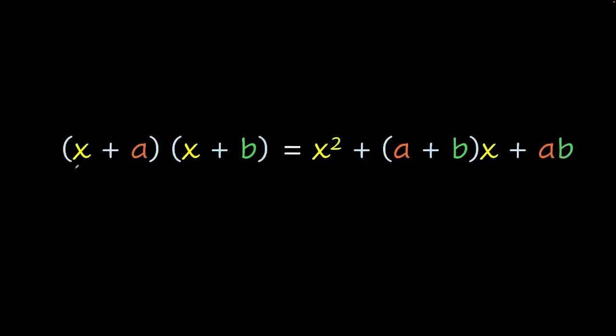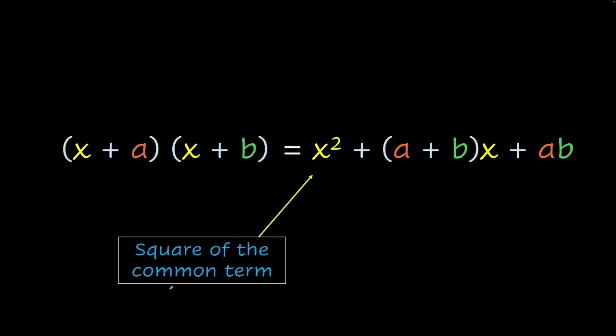So as we saw, (x + a)(x + b), the identity is x squared plus (a + b) into x plus ab. In this, x squared is the square of the common term. The common term is x. This is the common term, correct? (x + a)(x + b). So x is the common term. And this is the square of the common term.